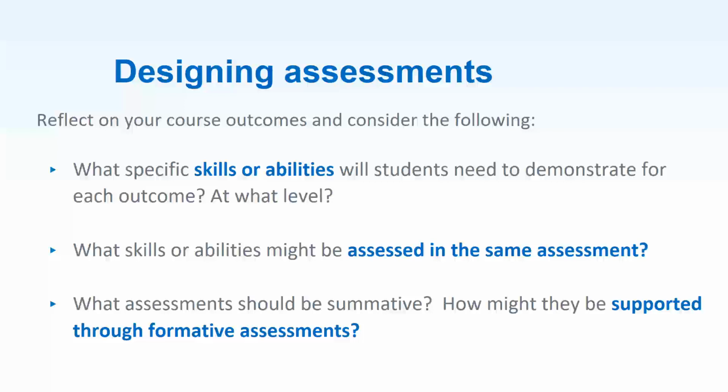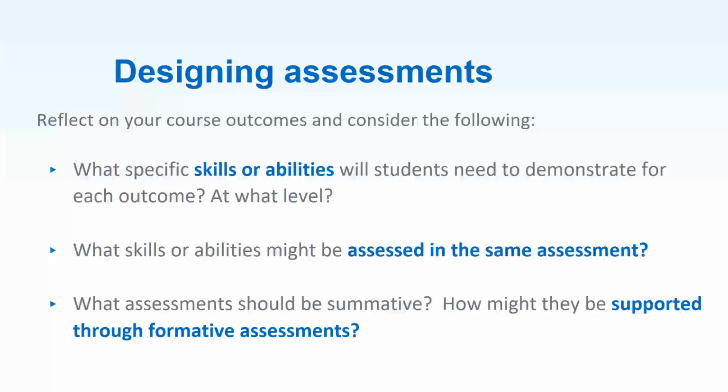So with that piece in mind, we would ask you to reflect on your course outcomes and consider a couple of different questions. The first one is, what specific skills or abilities will students need to demonstrate for each outcome, and at what level? So that level piece is really important here because if we are dealing with students early in the program, that level is probably going to be different than when they're doing that capstone project at the end. So really thinking about what level and what's going to be reasonable for students who are at different points in the program is important towards figuring out what an appropriate assessment is.